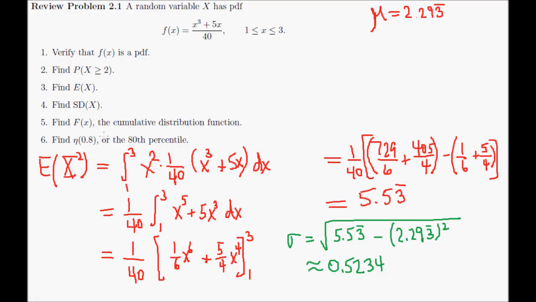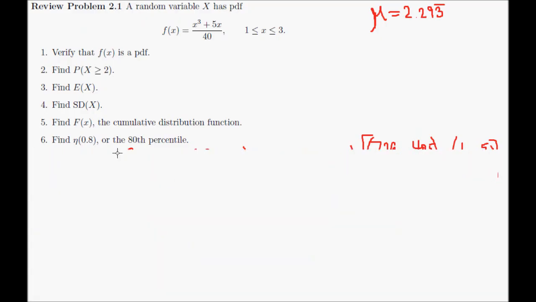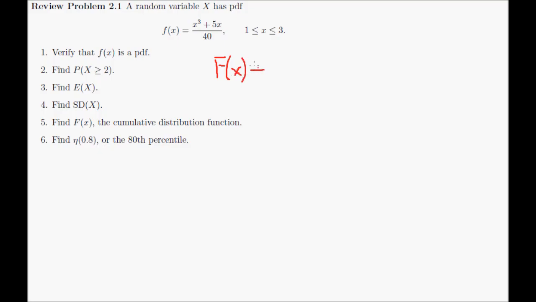Next, we'll take a look at the cumulative distribution function for the random variable. So I'm going to clear off some space so we have room for that. Okay, let's remind ourselves what the cumulative distribution function is. The definition of the cumulative distribution function is that F of x is equal to the probability that the random variable capital X is less than or equal to little x.